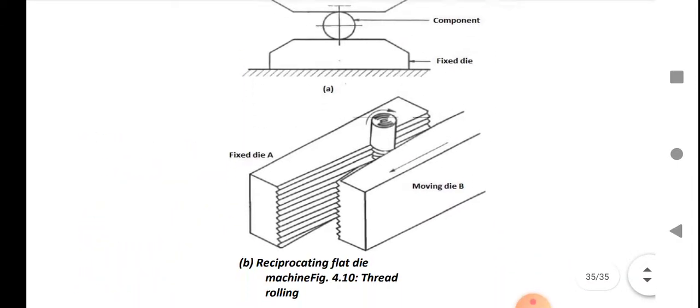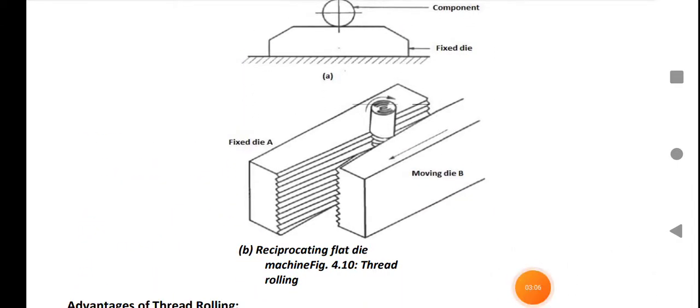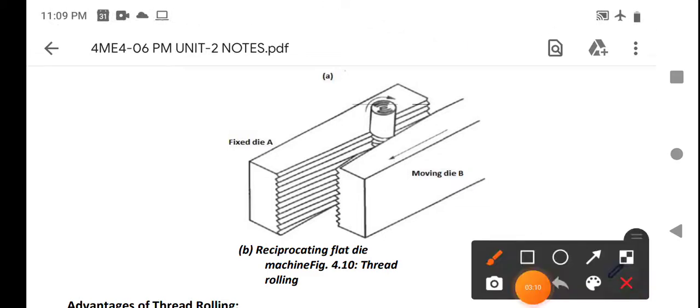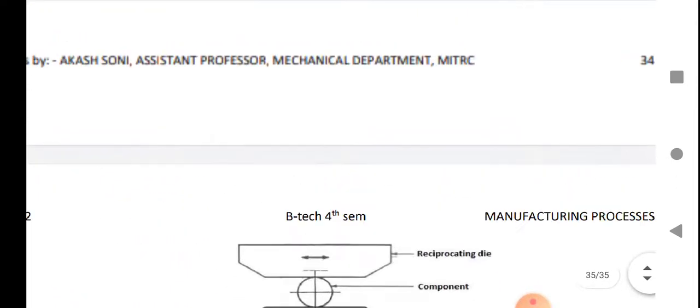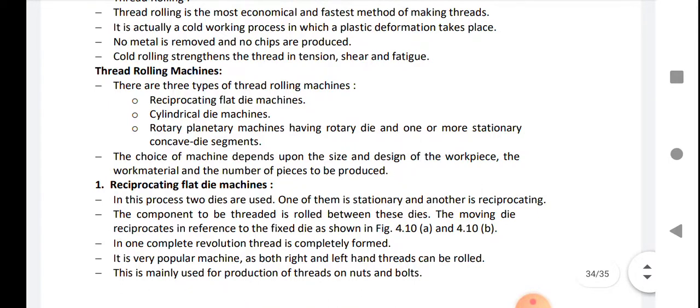In thread rolling operation, as you see in this figure, the die has cutting threads, and the object on which we want to make a thread is rolled between two dies. There are three types of thread rolling machine: reciprocating flat die machine, cylindrical die machine, and rotating planetary machine having a rotating die and one or more stationary concave die segments.